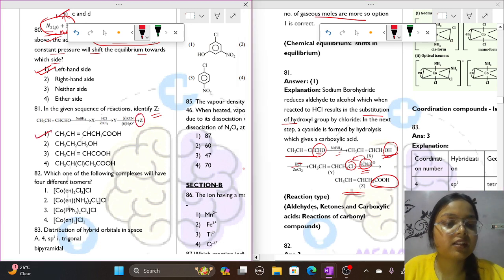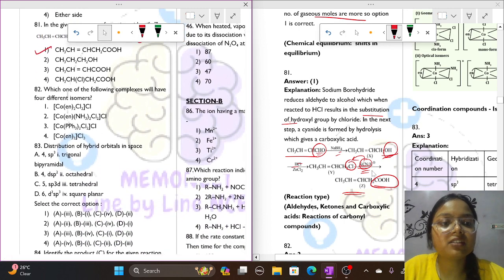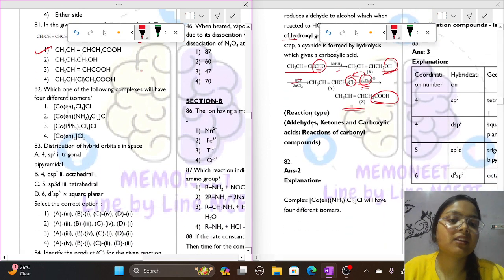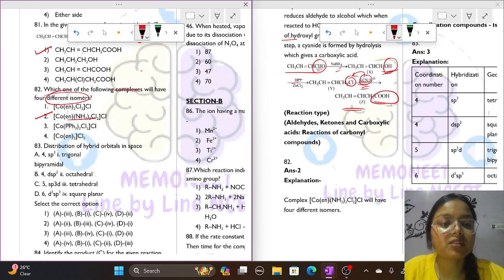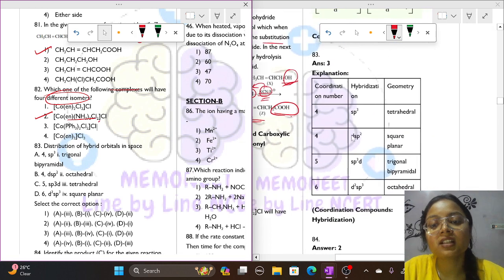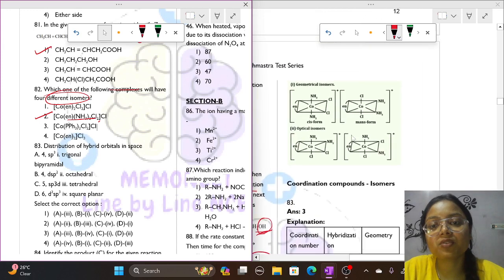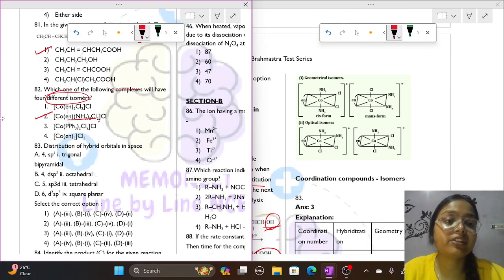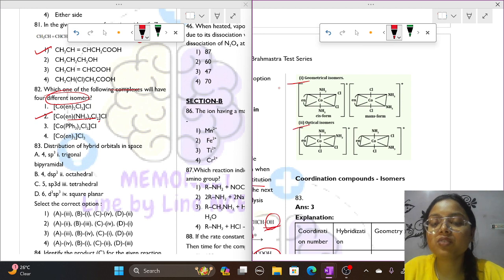Question number 82. Which of the following complexes will have 4 different isomers? So we have to find out which of the following complexes has 4 different isomers. Option number 2 will have the 4 different isomers. You can also draw other options, but option number 2 has the 4 different isomers. So 2 are geometrical isomers and 2 are optical isomers.